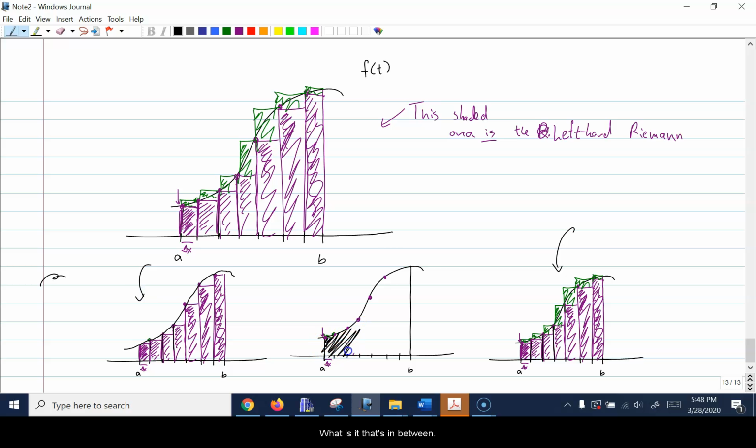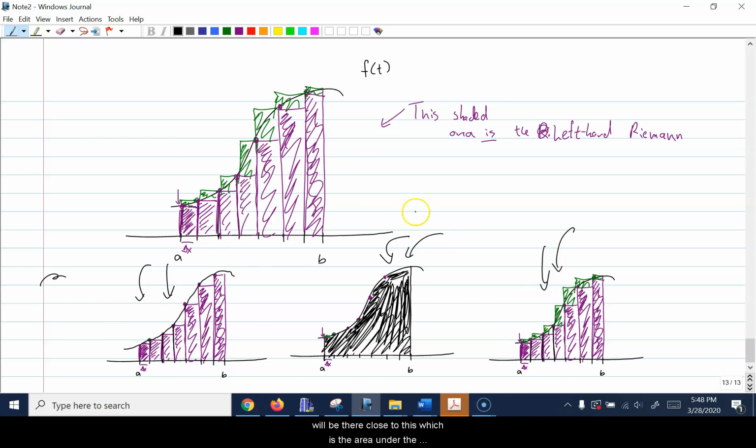Our overestimate is these bars, which are above the curve the whole way. What is it that's in between? The thing that's in between is the area under the curve. Our overestimate turns out to be a number bigger than the area under the curve. Our underestimate turns out to be something smaller than the area under the curve. If this and this are very, very close to each other, then they will be this close to this, which is the area under the curve.